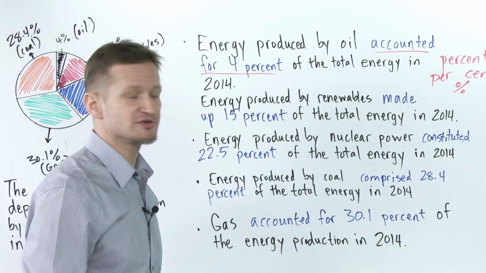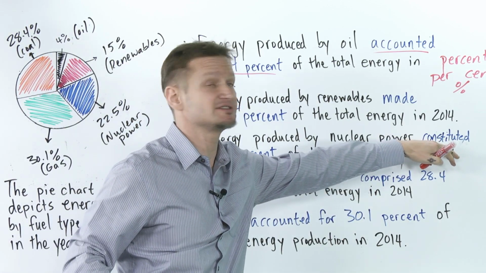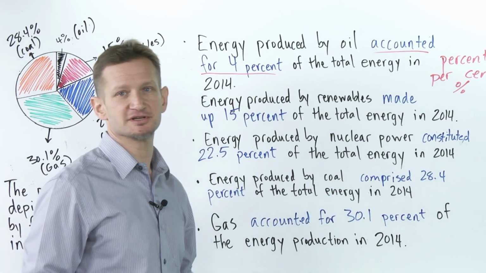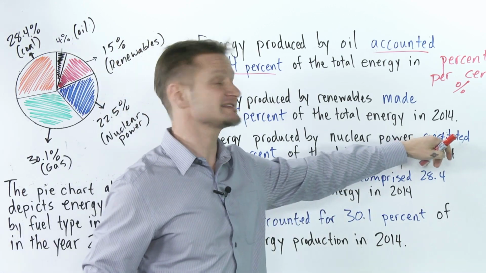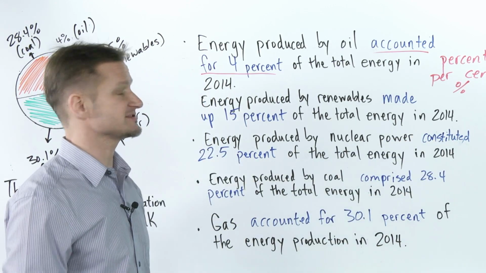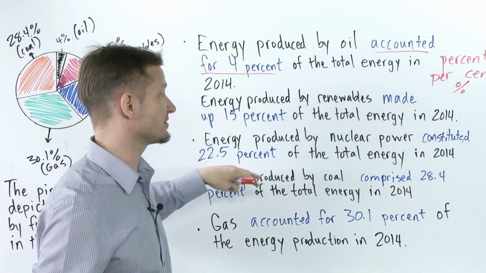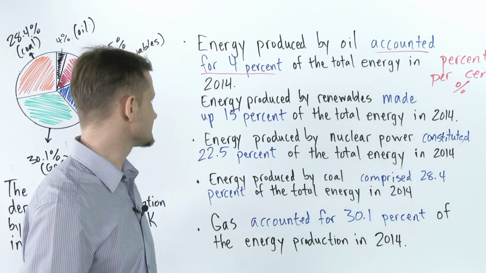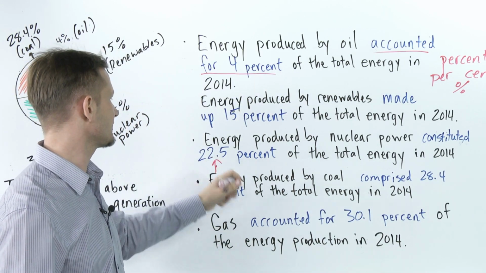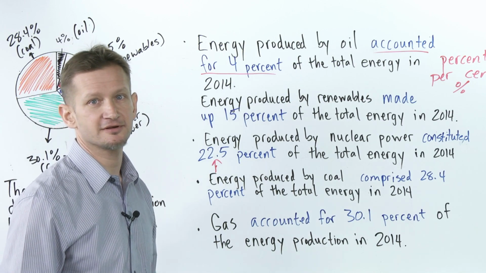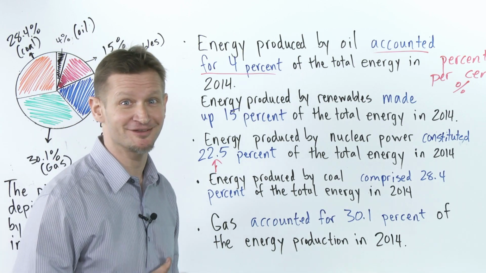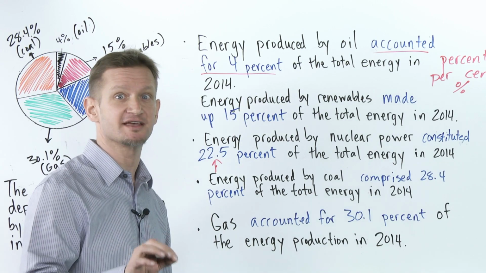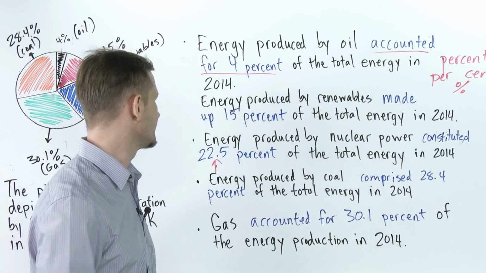Next one: energy produced by nuclear power constituted 22.5% of the total energy in 2014. That's constituted 22.5%. Same thing. You can plug in any of these numbers into these patterns: constituted, made up, accounted for. Now here's something you might want to look out for, this dot. Some people say "twenty-two five." Whatever you do, don't say that. Say "twenty-two point five." The same goes for point five, point seven, point six, point whatever.